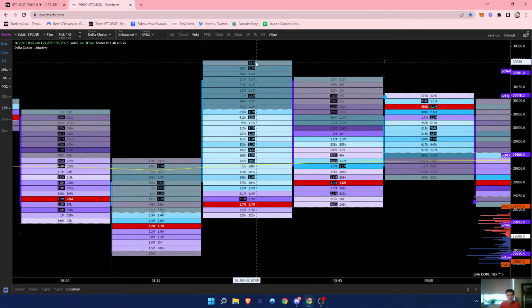Typically it'll highlight it going horizontally. So there will be more buyers at the previous tick level compared to this, and it will just highlight it for you.